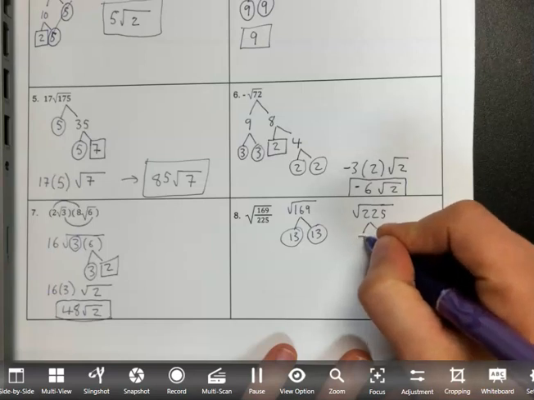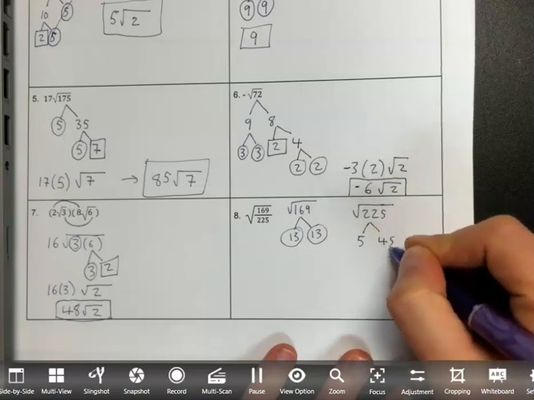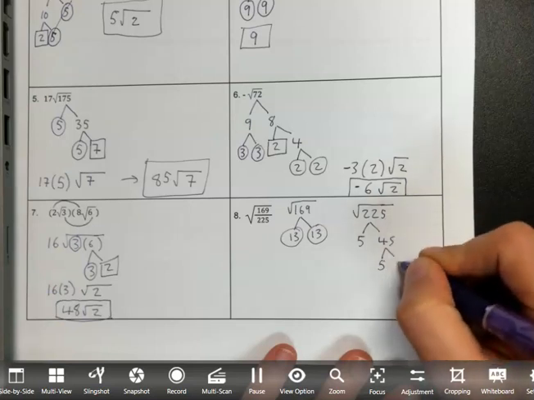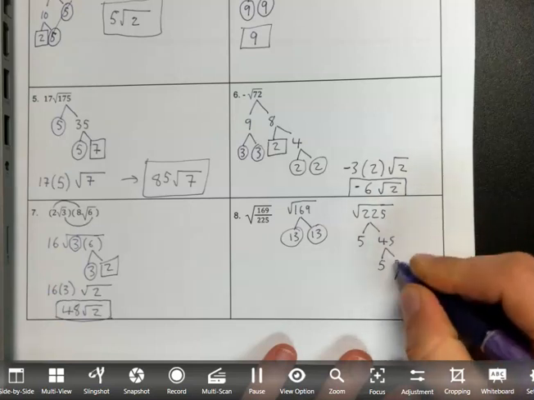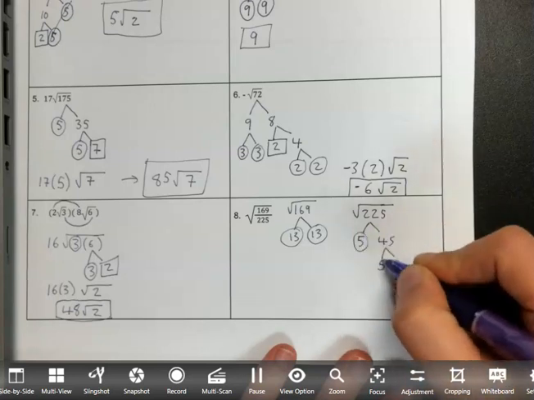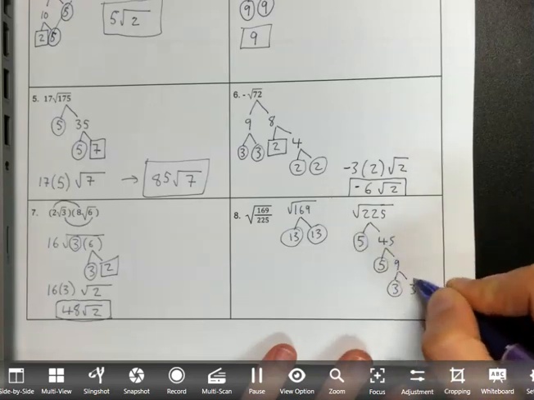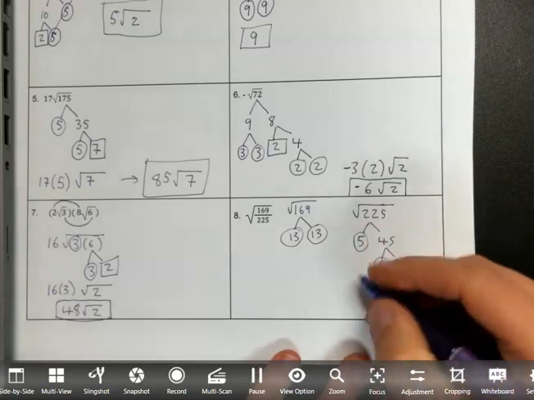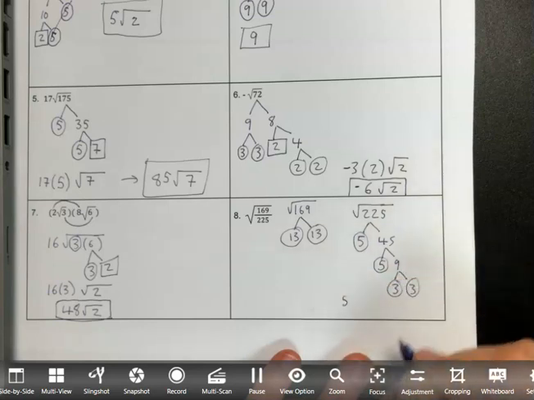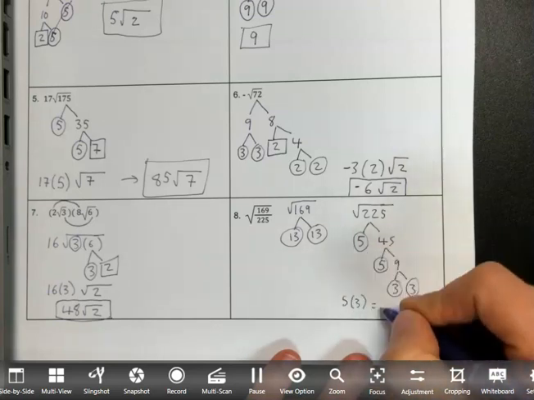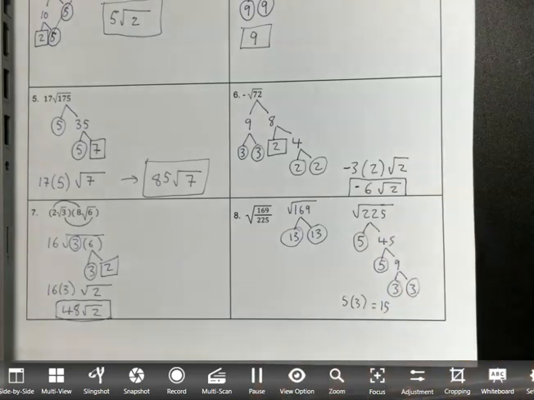So I get 5 and 45. And 45, I can simplify that into 5 times 9. And the 5 times 9, that simplifies into 3 times 3. So I have pairs right here, and I have pairs right here. So I pull that out, I get a 5 out, and I also get a 3 out, which means I have a 15 out. Okay?